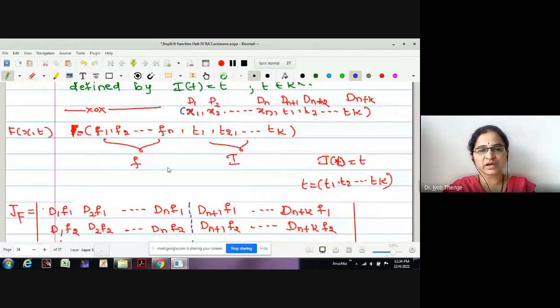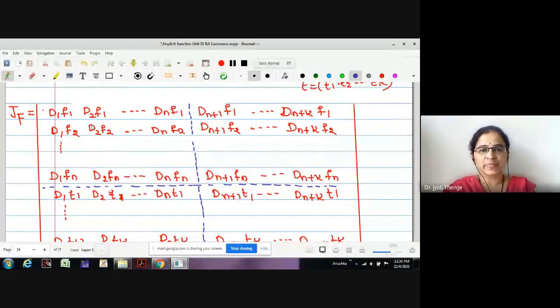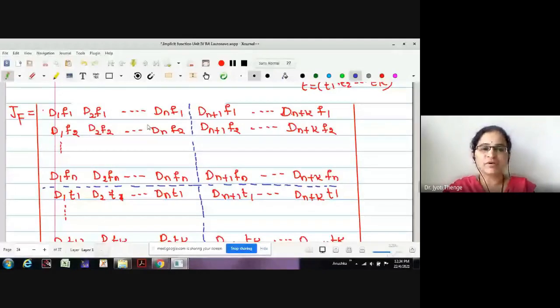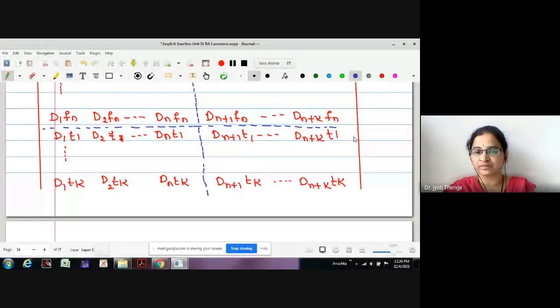Now, our aim is to find the Jacobian determinant value for this new function capital F. Therefore, we have written this as the Jacobian determinant. Okay. The first row is the partial derivative of the f1 function with respect to all n plus k variables. The second is the partial derivative of f2 with respect to the n plus k variables. Similarly, the nth row is the partial derivative of fn with respect to all n plus k variables. Next, it comes out to be the partial derivatives of t1 with respect to all the variables too. The last row is the partial derivatives of tk with respect to all the variables.